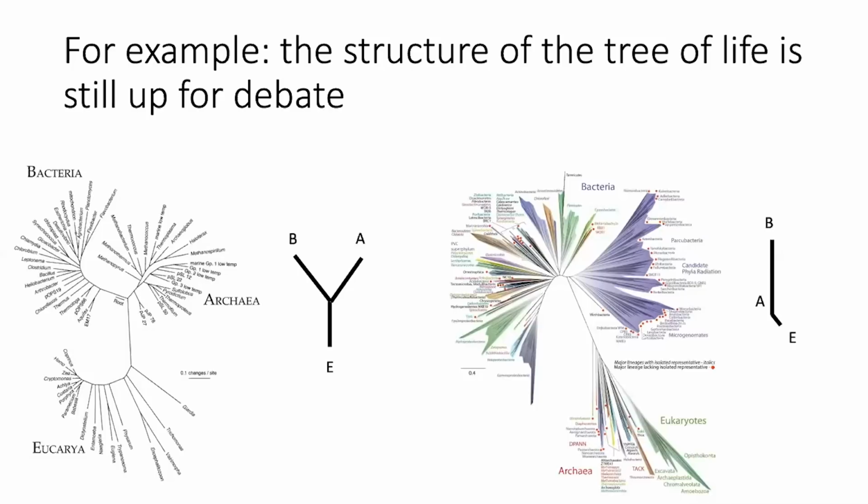So I think one of the best examples of how we're constantly updating our hypotheses for evolutionary relationships is in the most important evolutionary relationship out there, the structure of the tree of life itself. This is something that's still under debate. For a long time, we pictured the tree like this, where we had three separate domains of life.